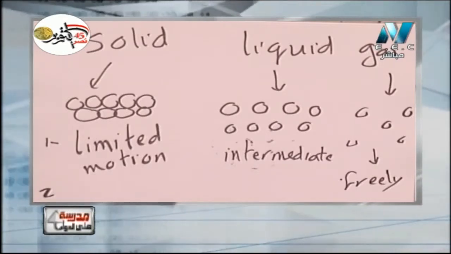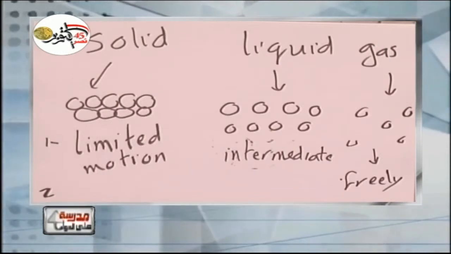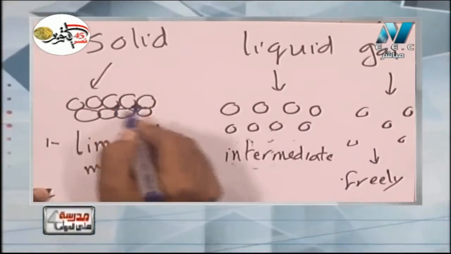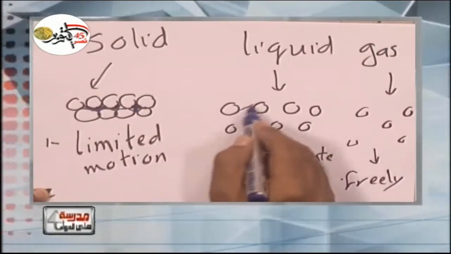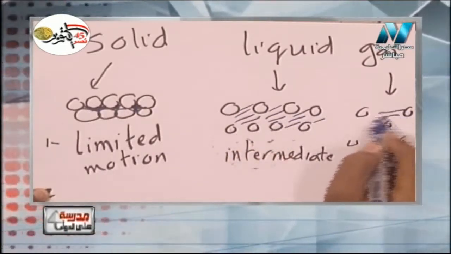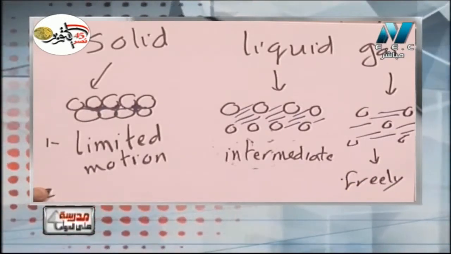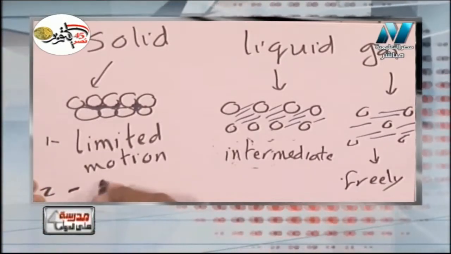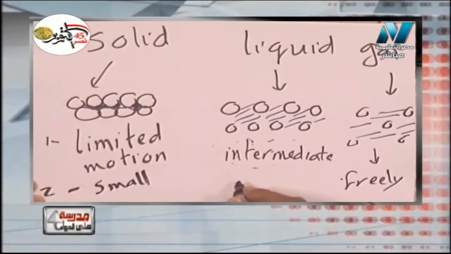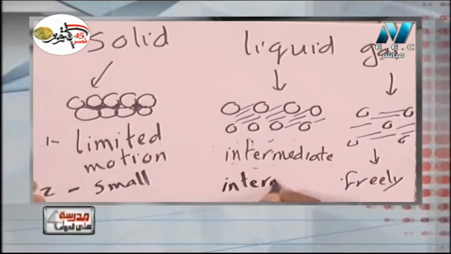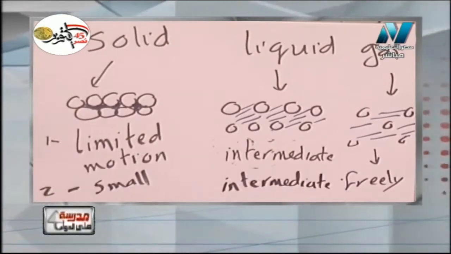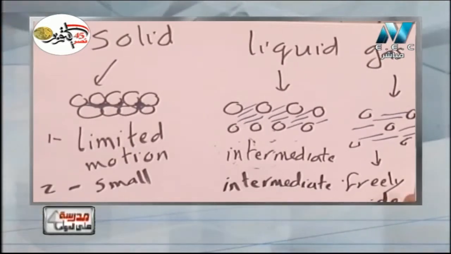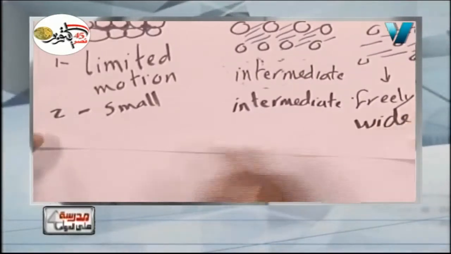Number two, intermolecular spaces. As you see, my dear student, here there are spaces, intermolecular spaces, as you see. And here there are spaces. Here there are intermolecular spaces. But the intermolecular spaces here in solid, what? Narrow, small, very small. In liquid, intermediate, medium. And in gas, very wide, very wide. This is number two. Number three, intermolecular forces.